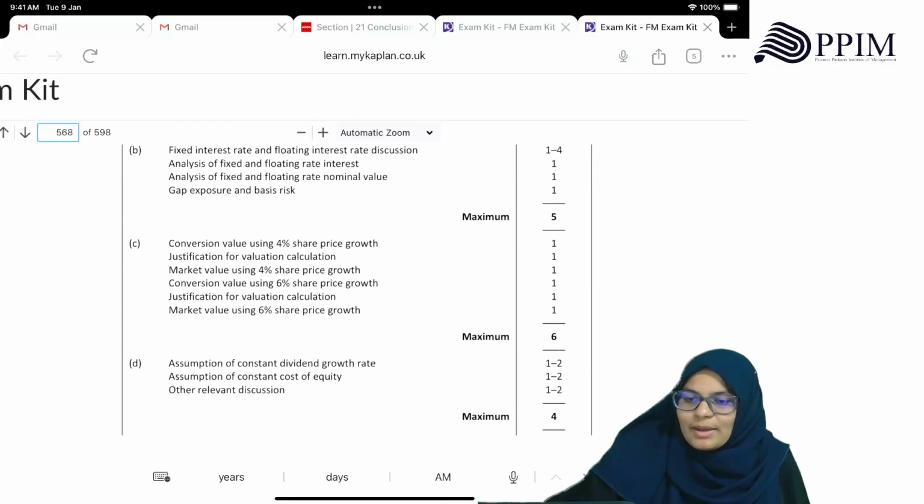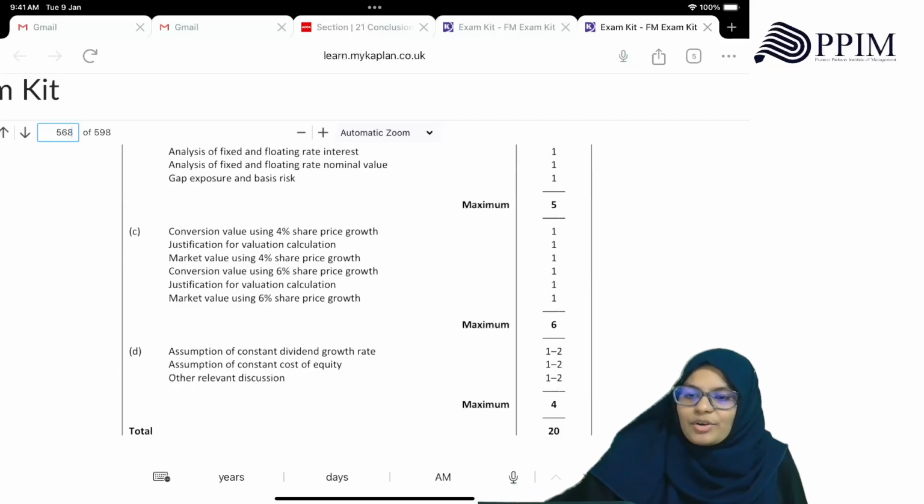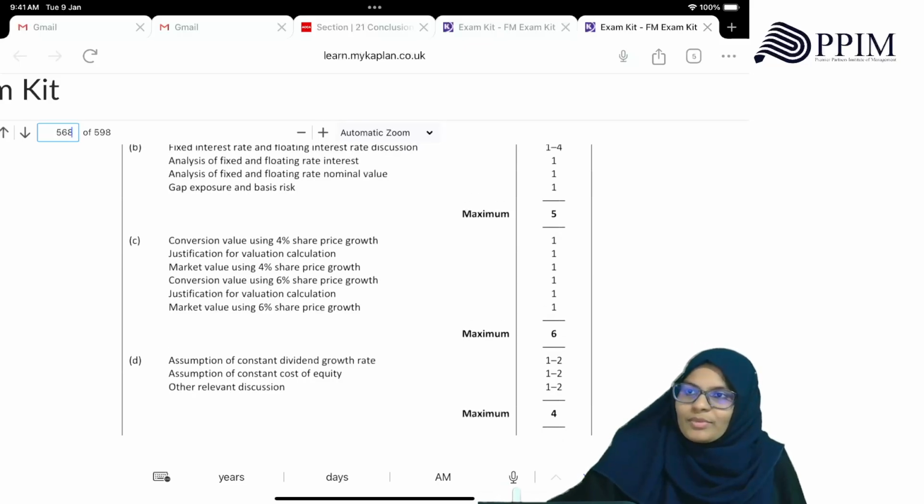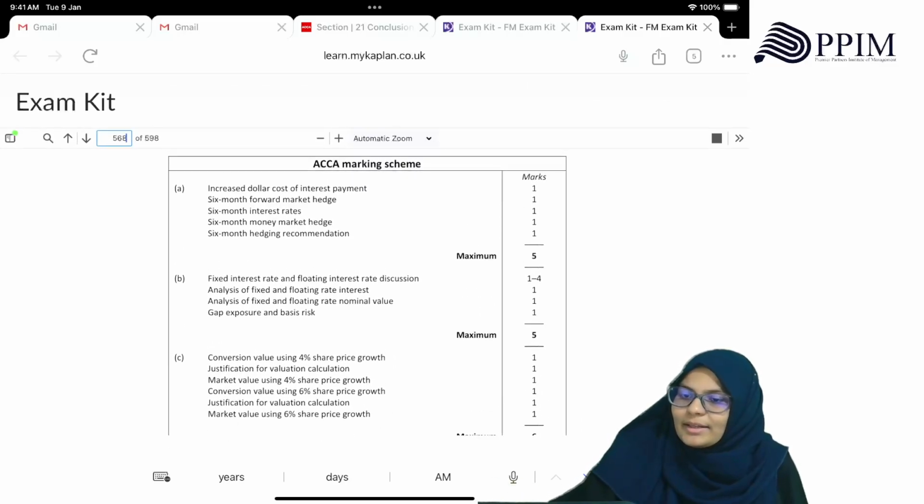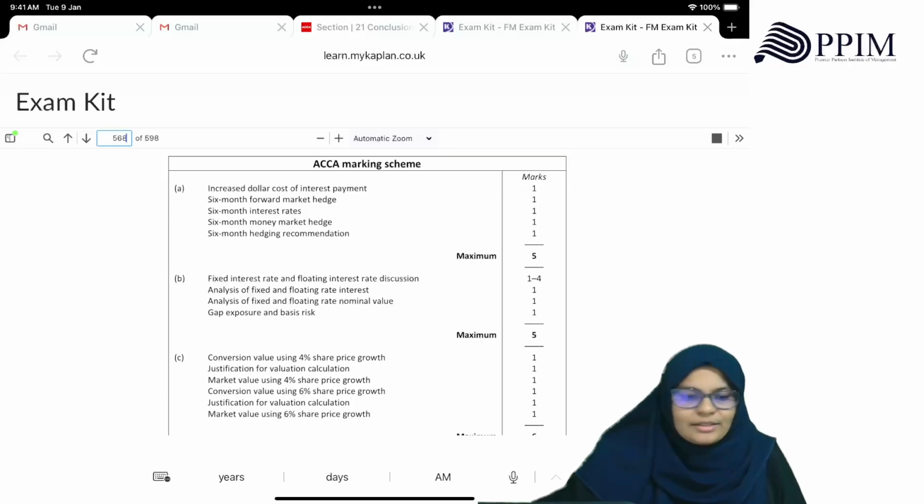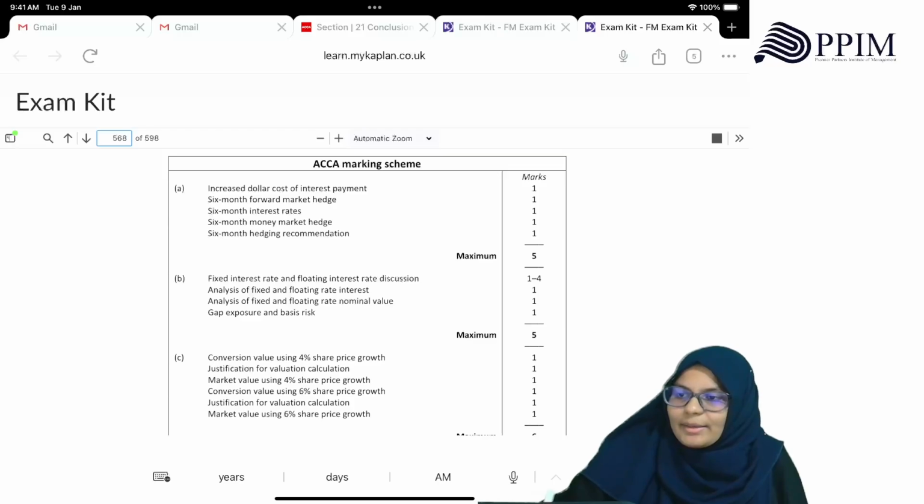So if you look here, this is the marking scheme. See, D part, assumption of the constant dividend growth rate, you get 1 to 2 marks. Assumption of constant cost of equity, you get 1 to 2 marks. Any other relevant discussion, you will get another 1 to 2 marks. But anyway, maximum is only 4. So when you do a question, also when you're marking it, have a look at this marking scheme and award yourself the mark accordingly. Okay. Right. So that's it for PLAM company. Yes, that's what I had planned for the day. If you guys have questions, you can ask me now.